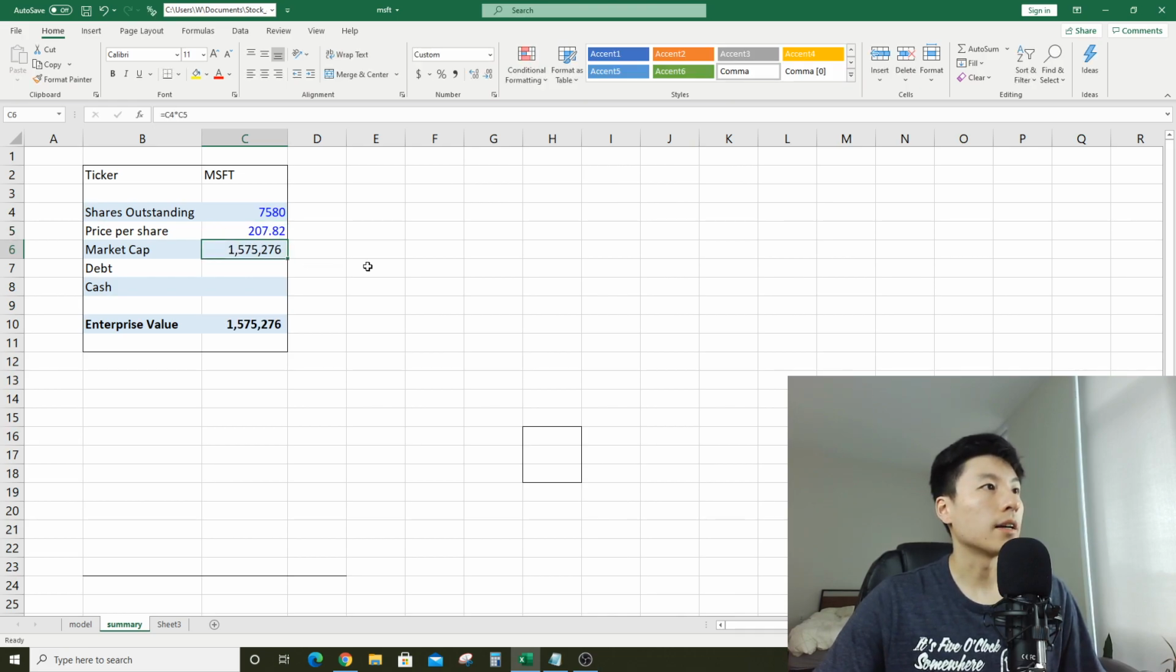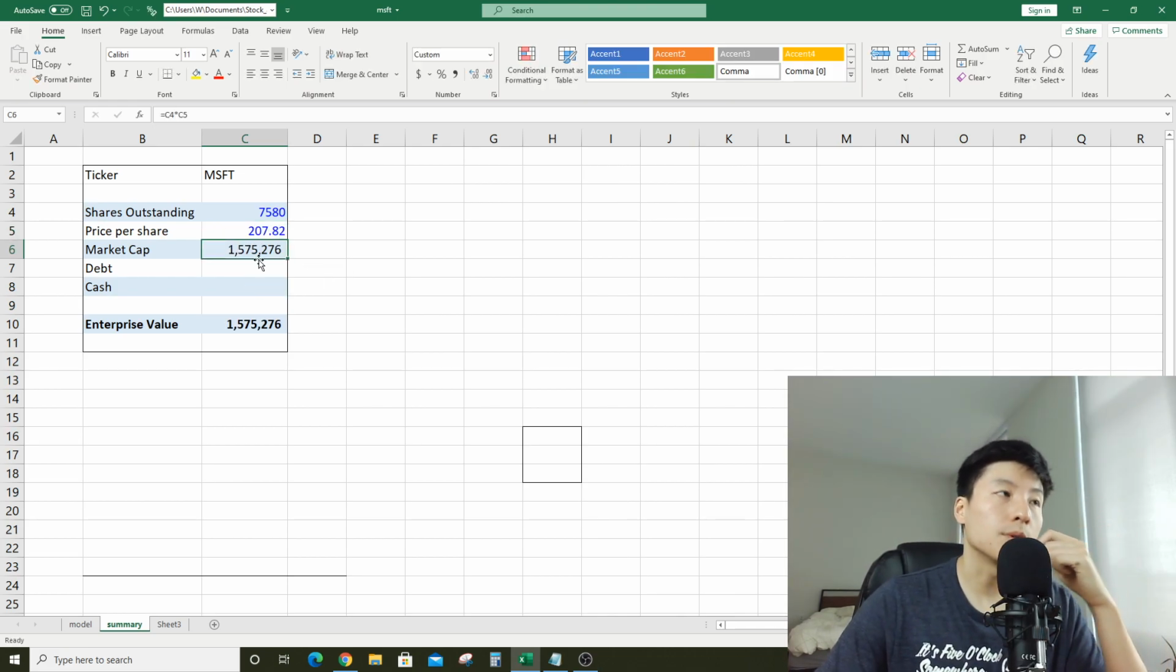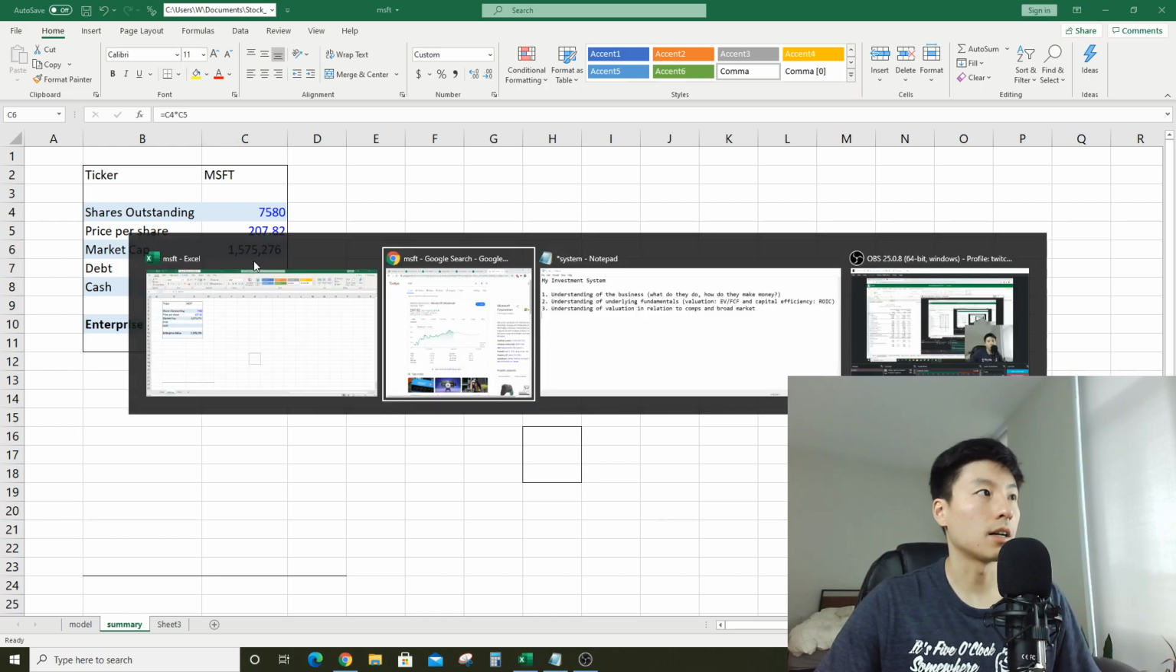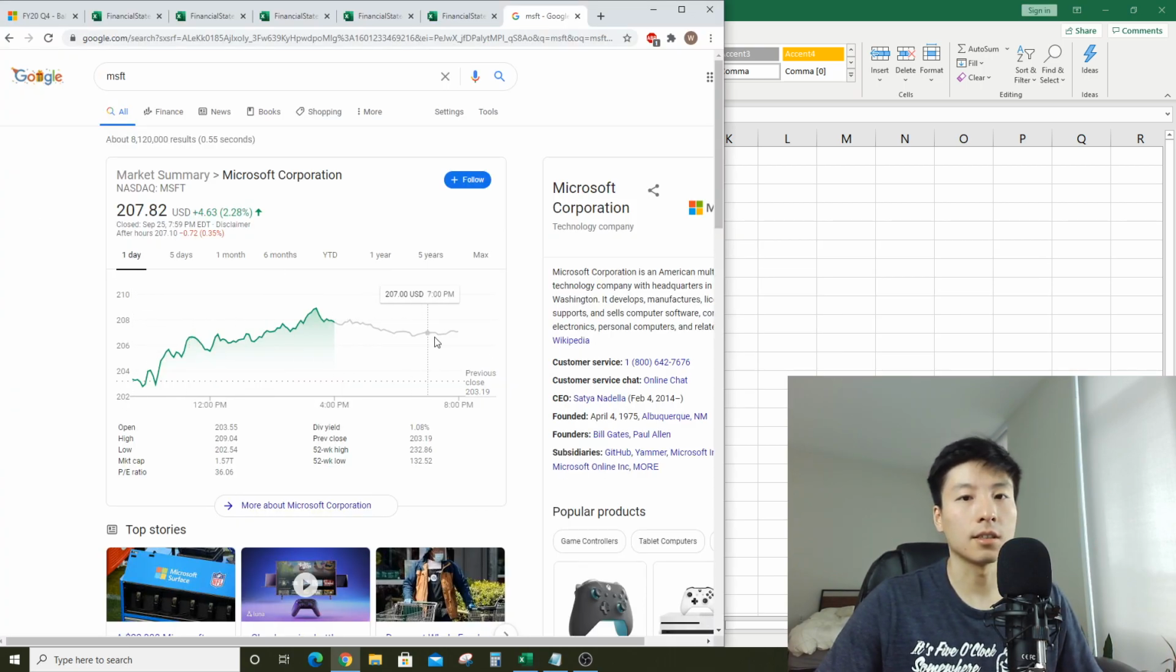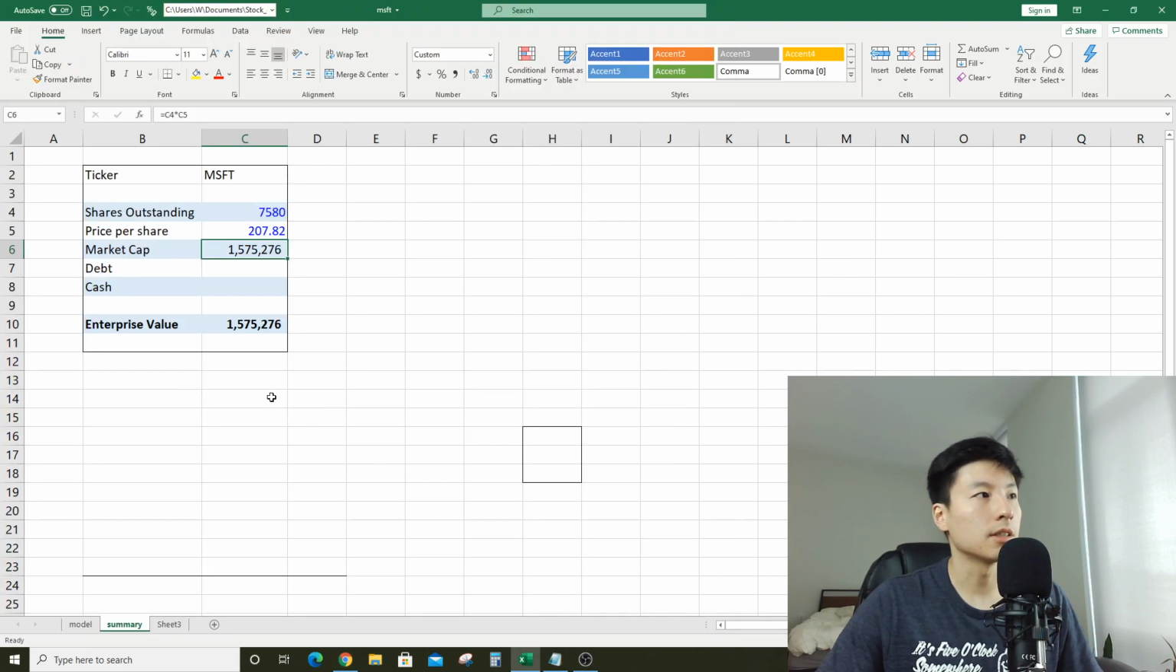All right, and let's see what Microsoft is trading at. $207.82. That gives us a market cap of $1.6 trillion. So Microsoft's equity is worth 1.6 trillion. Bingo, that's what they have on Google.